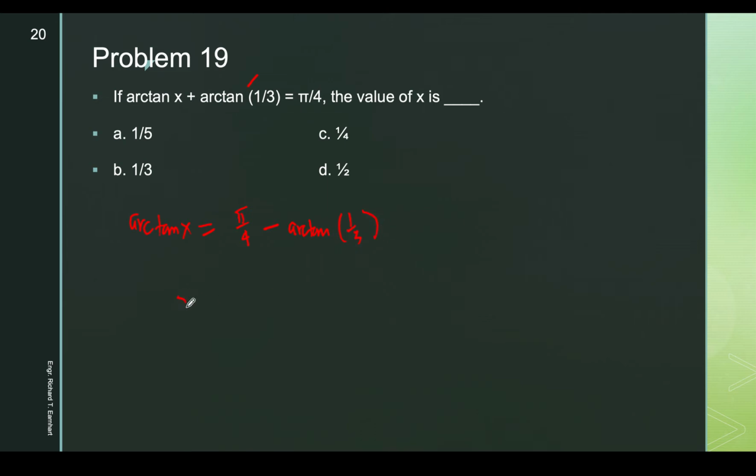Now if we want to solve for x, no? So therefore x is equal to tangent of pi over 4 minus arctangent of 1/3. Now since we're dealing with real numbers, the mode should be in radian. Okay, and from your calculator this will give you 1/2, around 1/2. Okay, so the answer here is letter D.